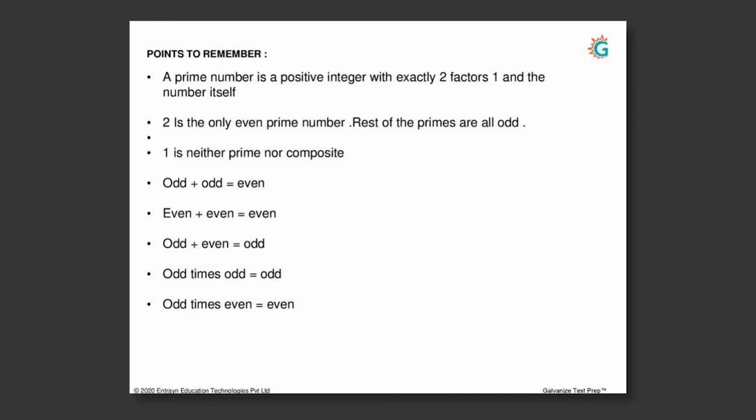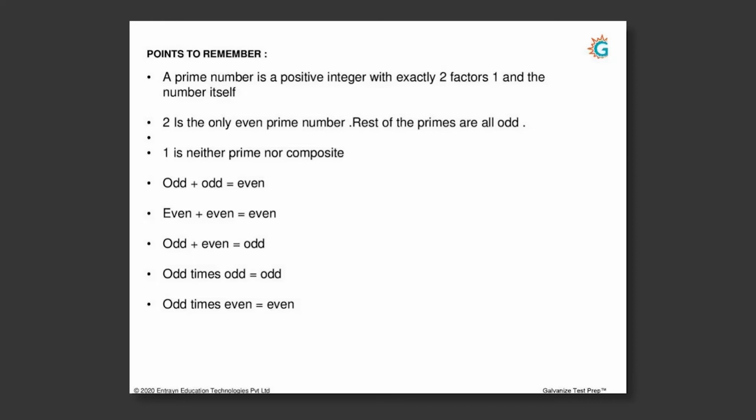Most of the students keep asking about the time duration for the questions. Normally, 0 is considered as a prime. No, Shubham. 0 is not a prime number. Prime number by definition is a number with exactly two factors, one and the number itself. 0 is not a prime number. The least prime number is the number 2. 1 is neither prime nor composite.